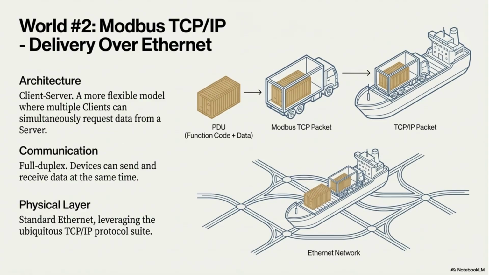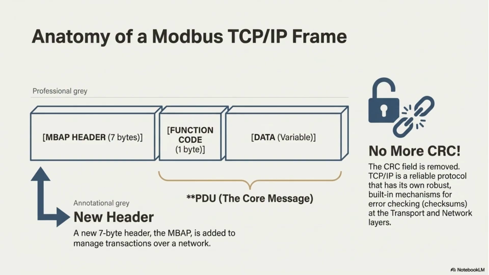World 2 is Modbus TCP/IP, which delivers the PDU over Ethernet. It uses a client-server architecture, supporting full duplex communication, where multiple clients can simultaneously request data from a server. A Modbus TCP/IP frame replaces the CRC with a new 7-byte MBAP header. This header manages network transactions, leveraging the inherent reliability and built-in error checking of the TCP/IP stack.